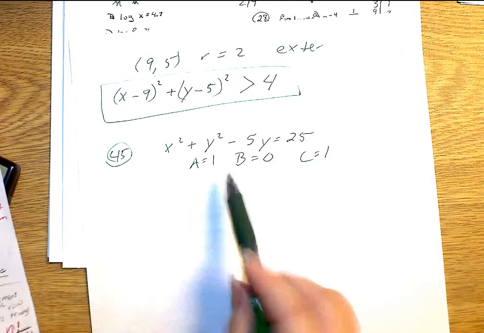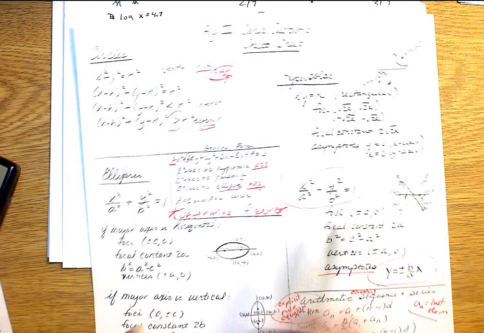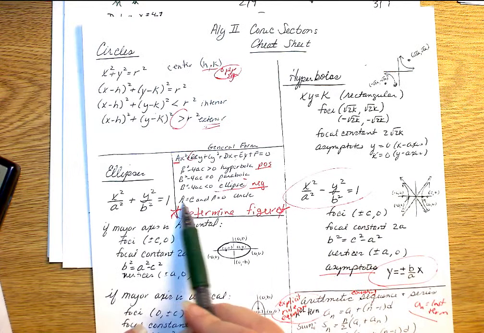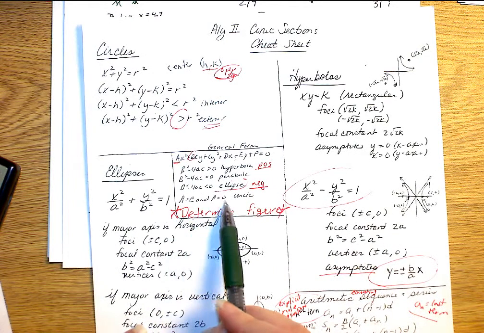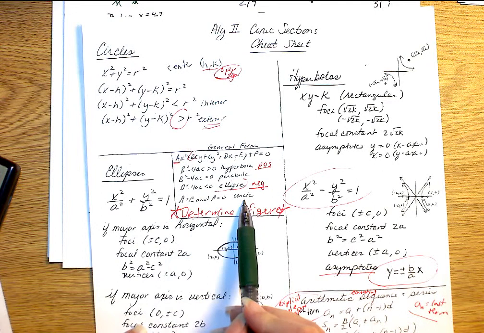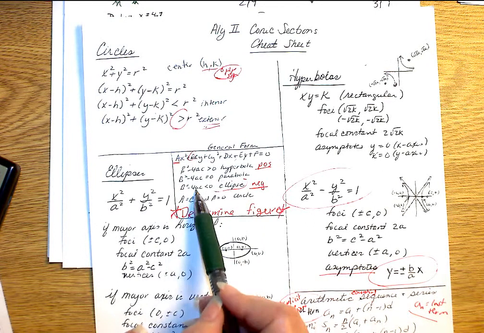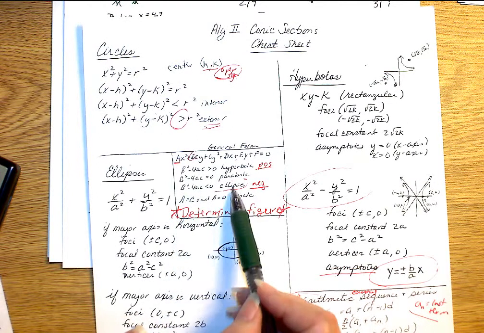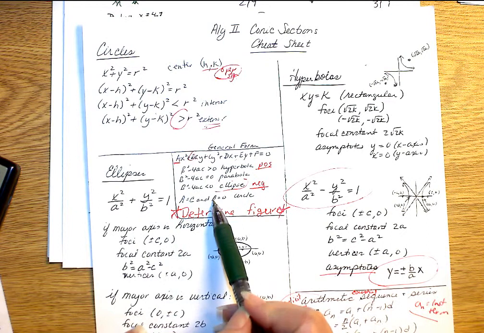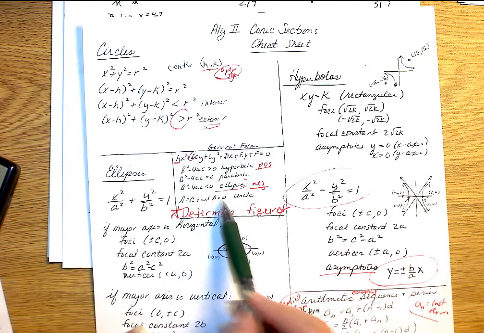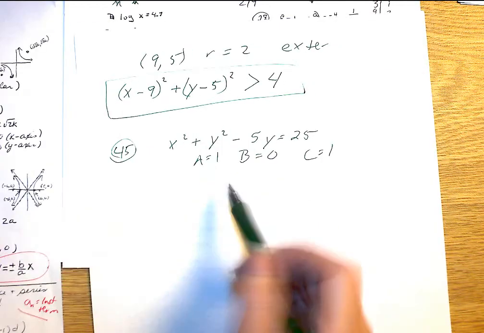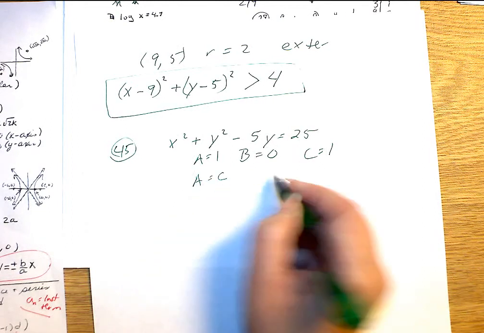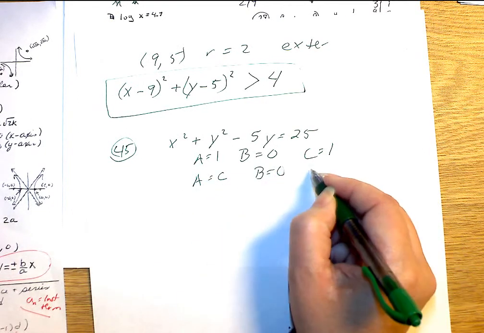Now, some of you might have noticed that right away, A equals C and B equals 0, so it is a circle. If you didn't know that and you put it into your equation, what's going to happen is it's going to be negative, but remember, when it's an ellipse, you have to make sure that it's not a circle. So it is A equals C and B equals 0, so it is a circle.